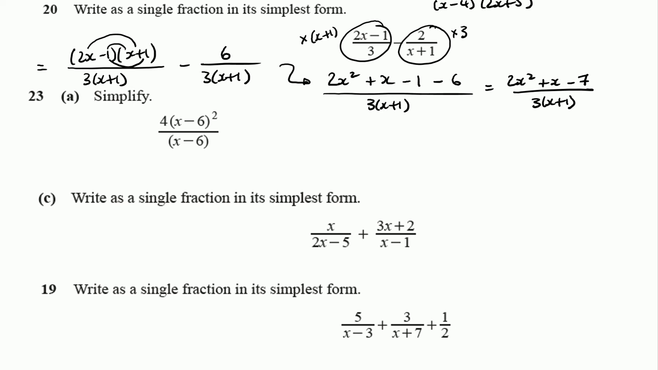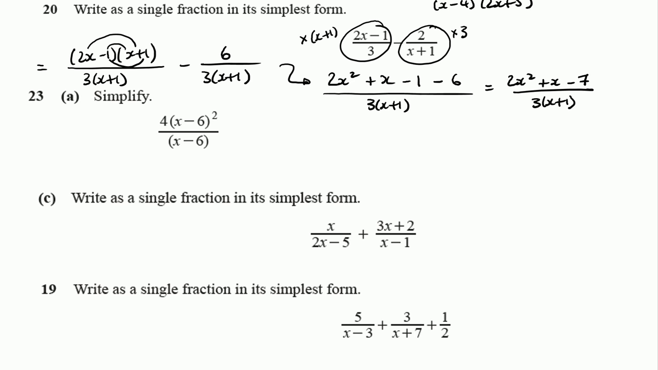So the question is, does this fraction simplify any further? In order to simplify a fraction, as always, I would need to factorize the top and bottom. The bottom's already factorized, so let's look at the top. If the top factorizes, I'm going to need to use this principle of go big, then go home.